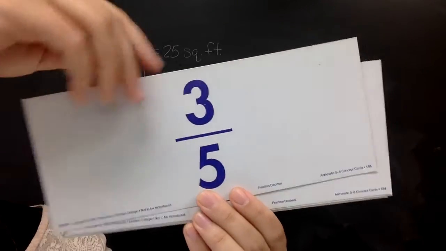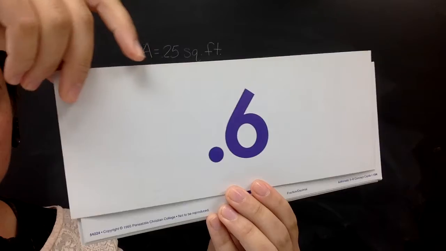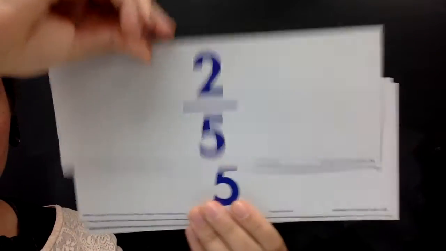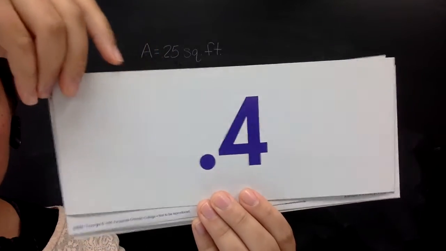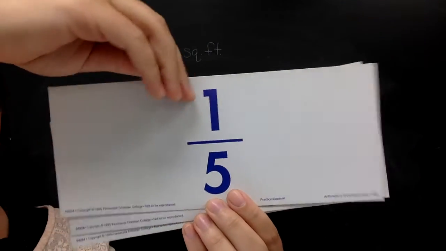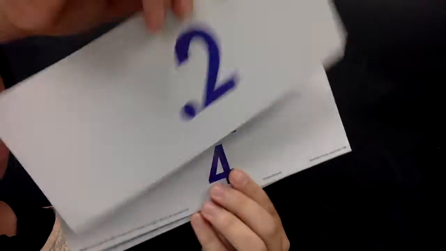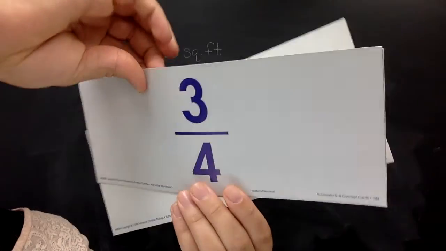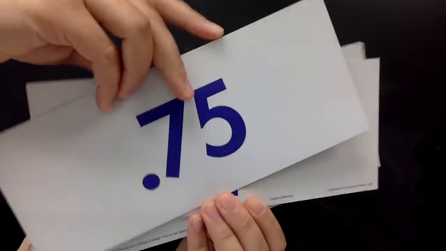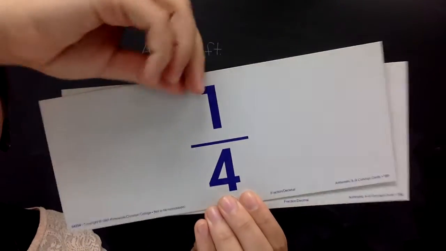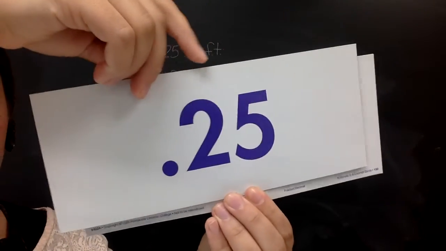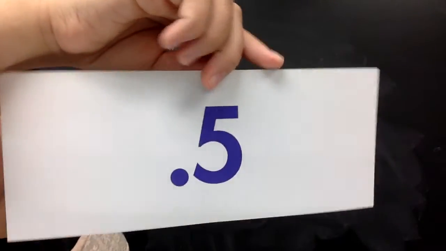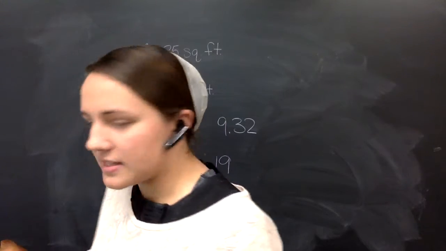3/5? 6/10. 2/5. 4/10. 1/5. 2/10. 3/4. 75 hundredths. 1/4. 25 hundredths, and 1/2. 5/10. Now let's quickly go through these.